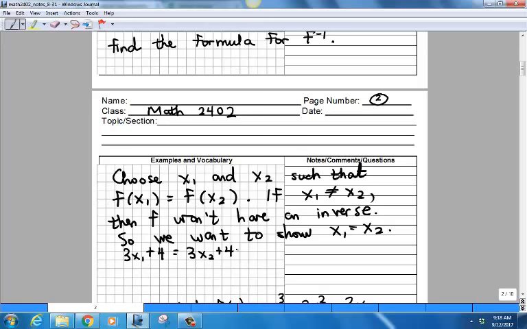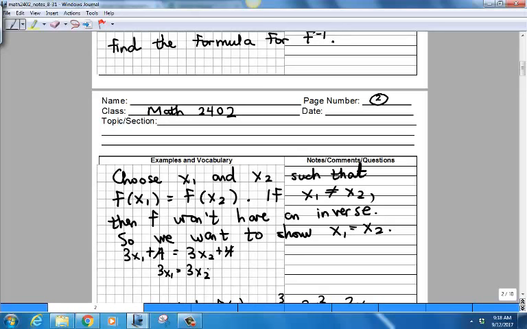All right, now, look, let's reduce this equation. Let's simplify this equation a little bit. We have 3x1 plus 4 equal 3x2 plus 4. That means you have the same 4 on both sides of the equation. So what can you do with that? You can cancel it, right? Okay, so we can cancel the 4's, and I get 3x1 is equal to 3x2.